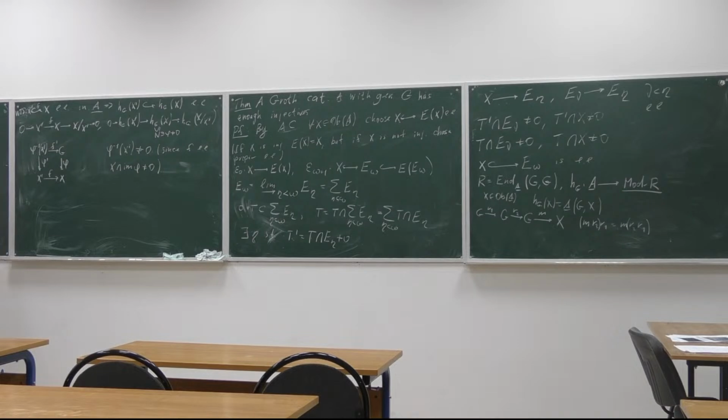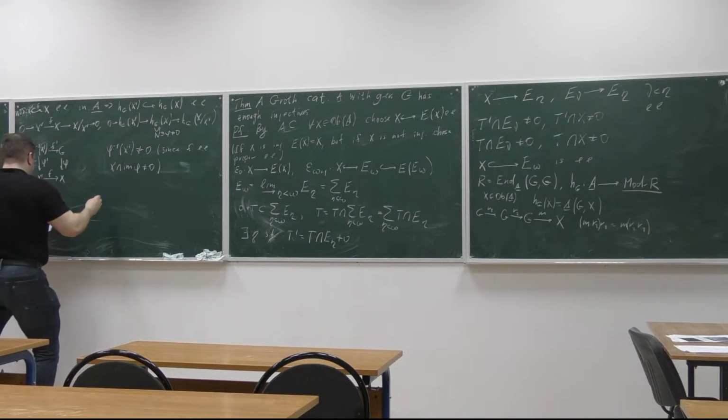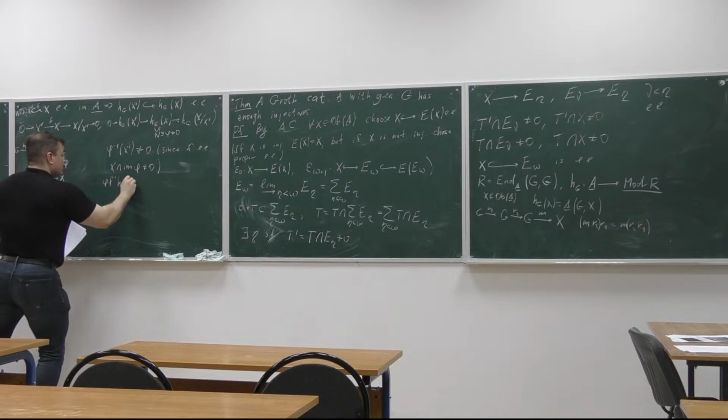Now I know that G is the generator, so this composition, phi prime and phi, is a non-zero map. Hence, from the generator G, there is a map h such that this composition is not zero. So let me write this: phi f prime h is not equal to 0.